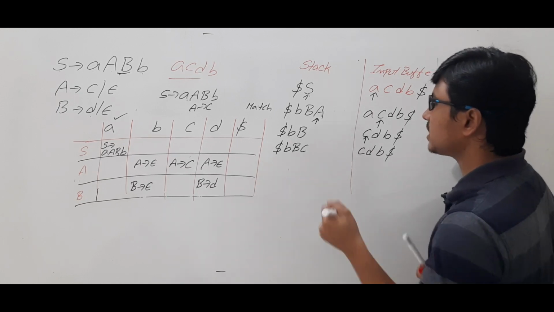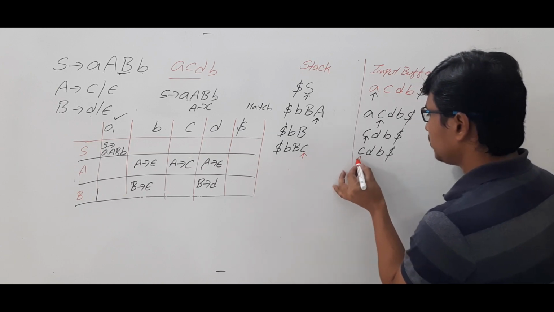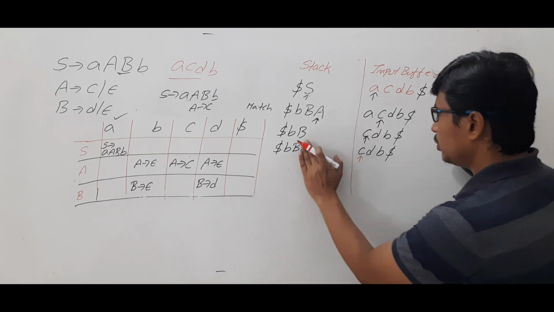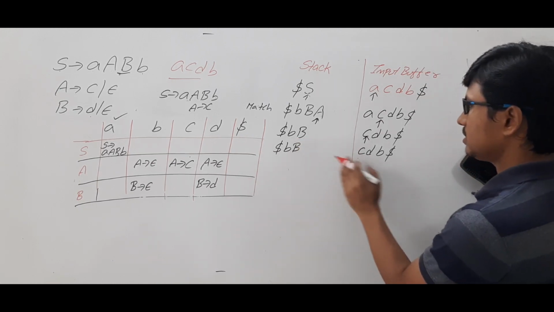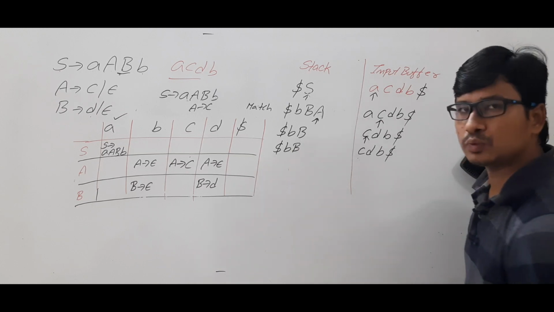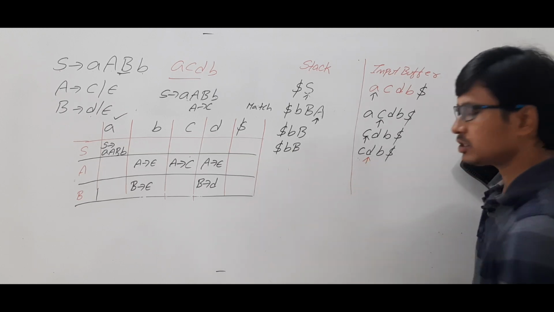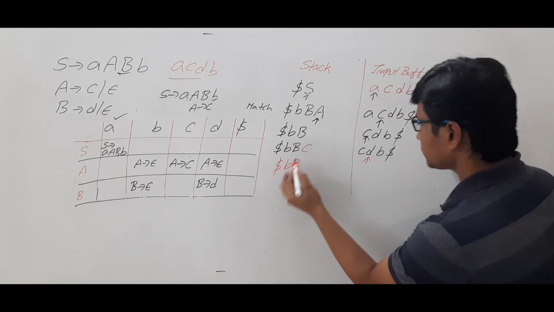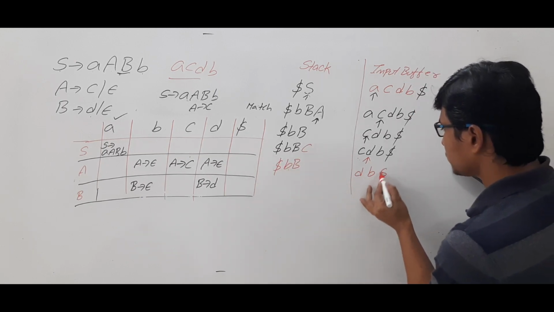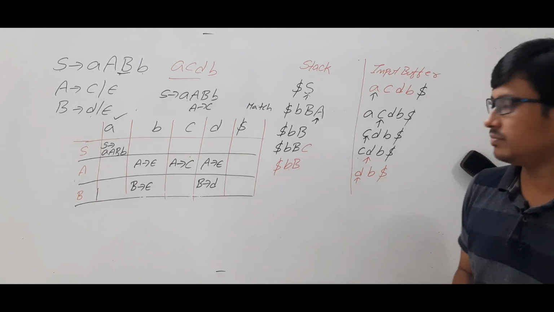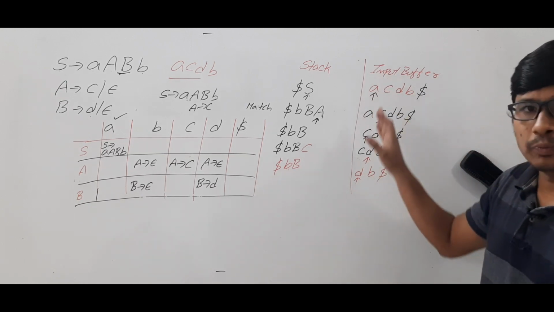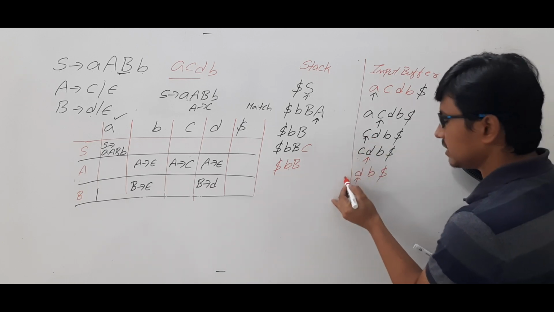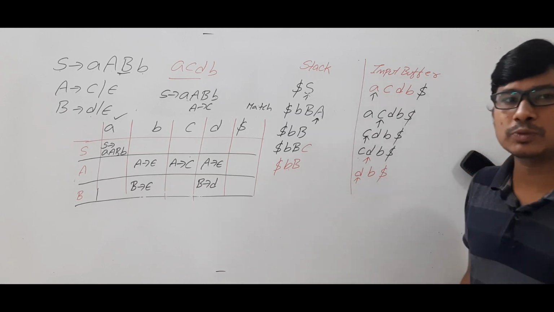Now your top of the stack is this one and your input pointer is pointing to this one. There is a match, so you will pop this one. Is it clear? Are you able to understand? You are popping this one and your input pointer is pointing to this one. Let me write here. Your input pointer is currently pointing to D. See, I am not removing the input from the input buffer, just to make you understand that I have traversed A and C. Here A and C is there. My input pointer is pointing to this one.